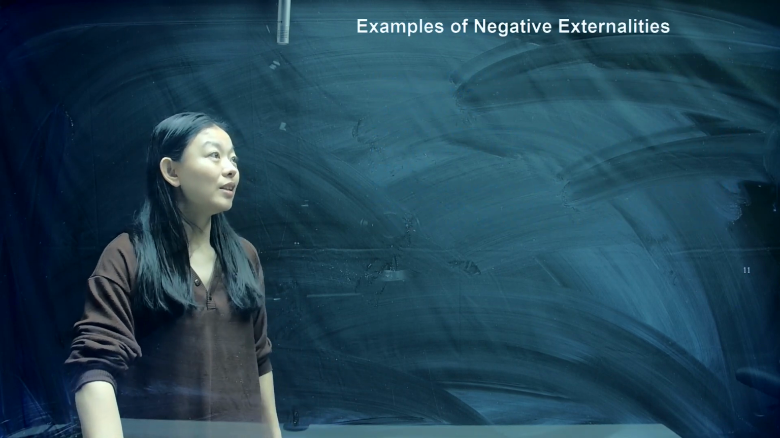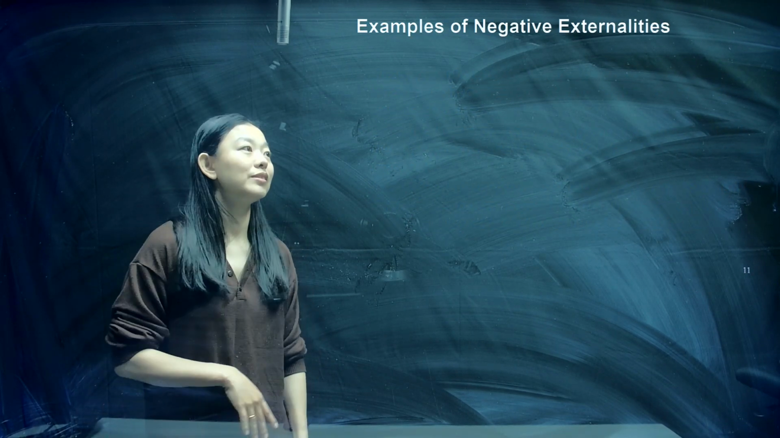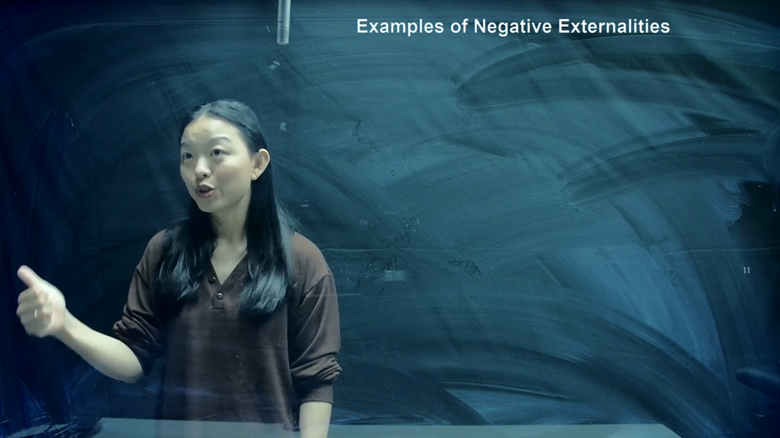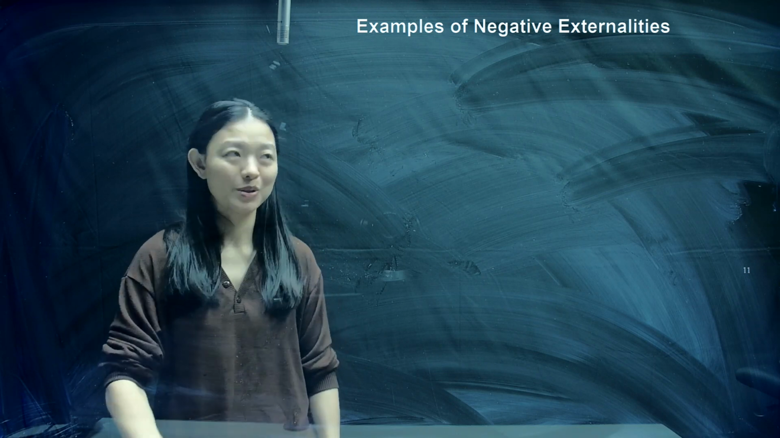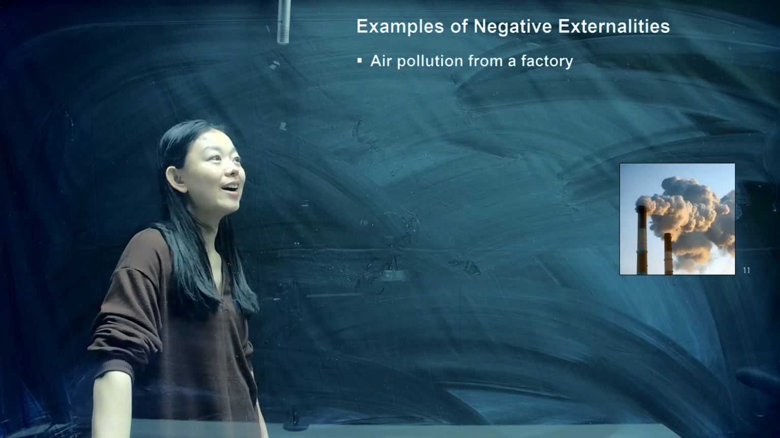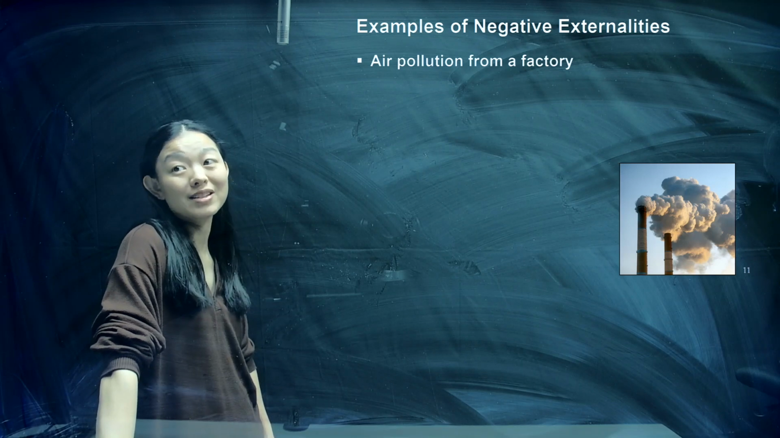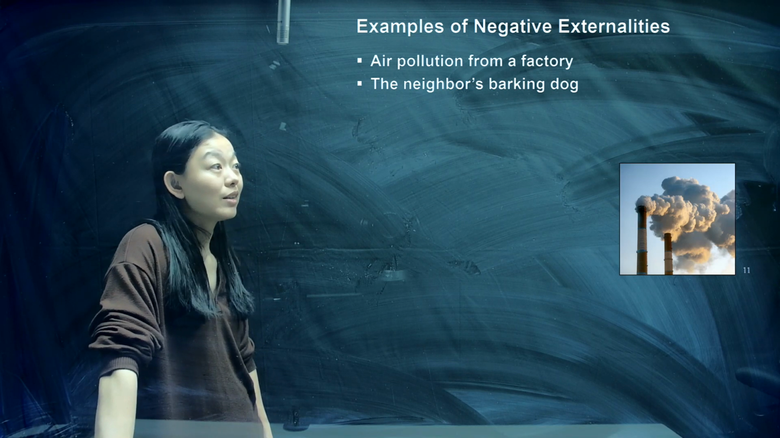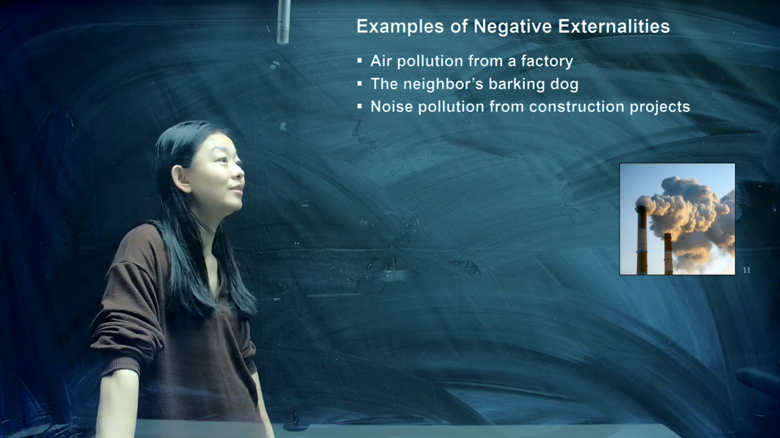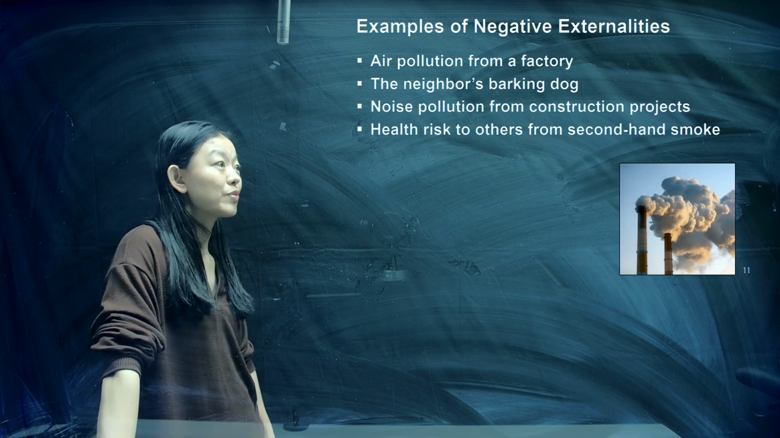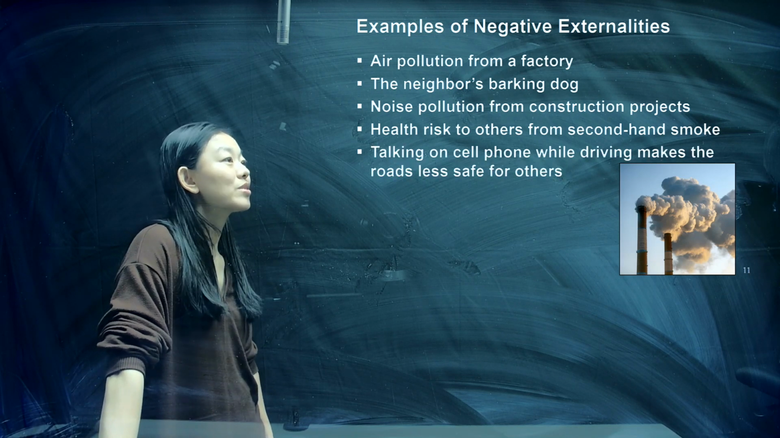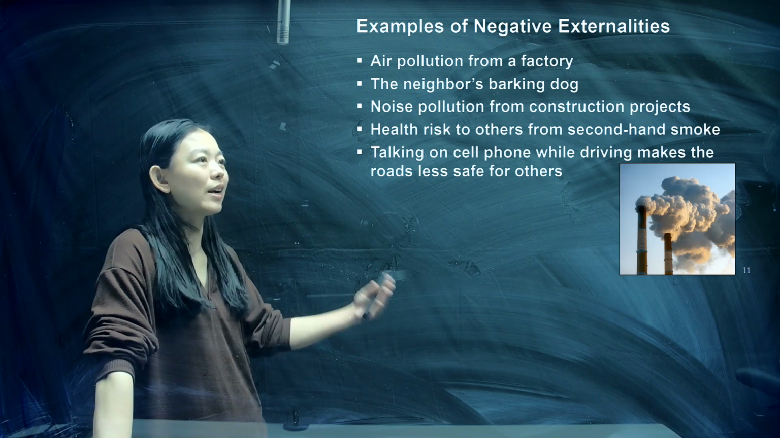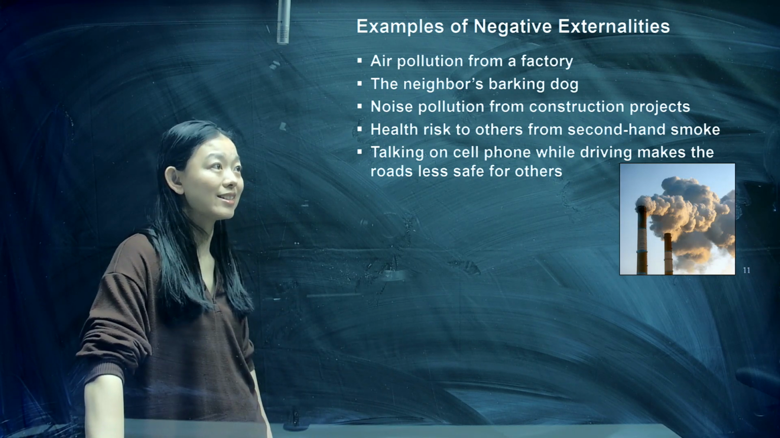Okay. So let's look first at the examples of negative externalities. We will do the analysis through consumer surplus, producer surplus, and total surplus. Okay. So let's see the air pollution from a factory. This is definitely a negative externality. So are the neighbor's barking dog, noise, pollution, health risk to others from secondhand smoke, or talking on a cell phone while driving, which makes the roads less safe for others. Those are the examples we can treat as negative externalities.